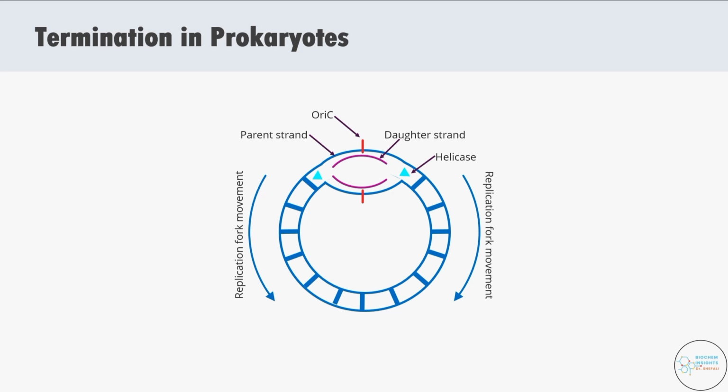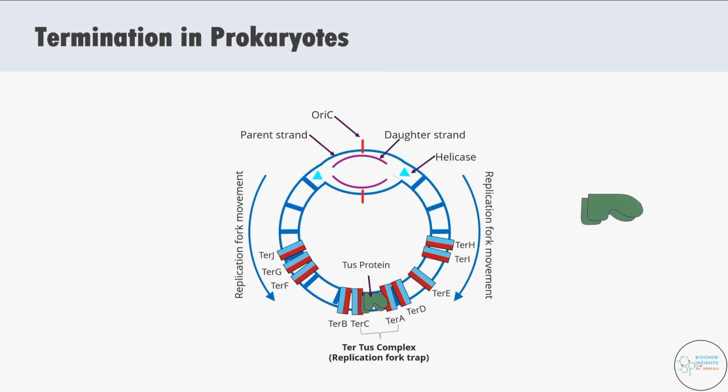Now, just opposite to OriC, there is a site known as the replication terminus. This is the site where DNA replication is terminated. So the replication terminus contains a series of sites called termination sites, or Ter sites. These Ter sites are recognized and bound by Tus protein. So the Tus protein binds to this Ter site and a Ter-Tus complex is formed. This Ter-Tus complex acts as a trap for the replication fork and causes termination.